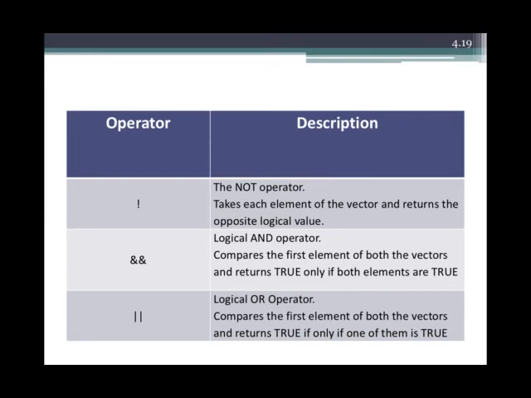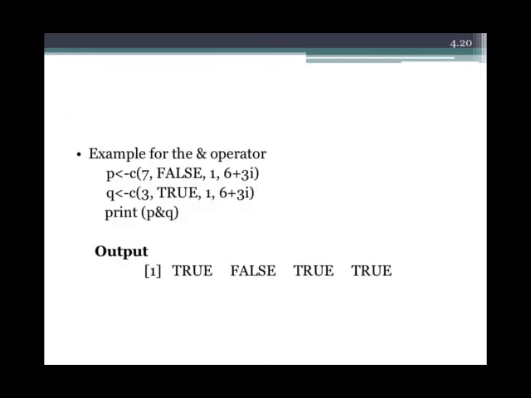The double ampersand compares the first element of both the vectors and returns true only if both elements are true. The OR also is very similar, except that it returns true if only one of them is true. I just remember the single ampersand and the single vertical sign work for each element in the vector, whereas the double ampersand and the double vertical lines will work only for the first element in the vector.